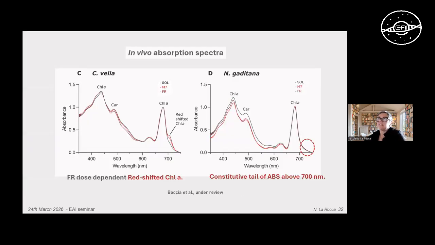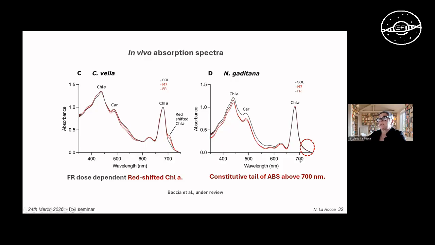And then analyzing the characteristics of the in vivo absorption spectra of the algae, we saw that Chromerabellia was shifting its chlorophyll A to absorb light above 700 nanometers. This red shift was more pronounced under far-red light than under M-dwarf light, and so there is a dose-dependent activation of this red-shifted phenomenon of the chlorophyll A.